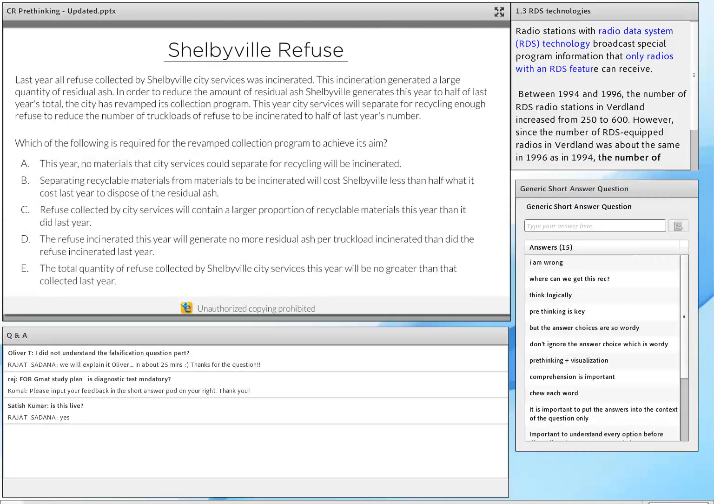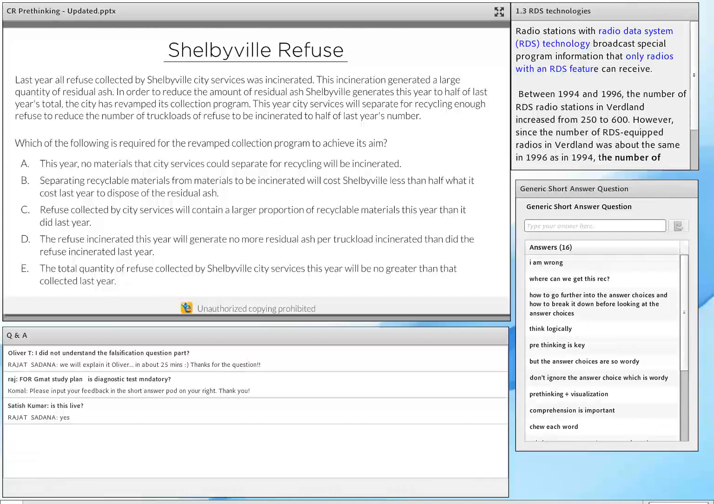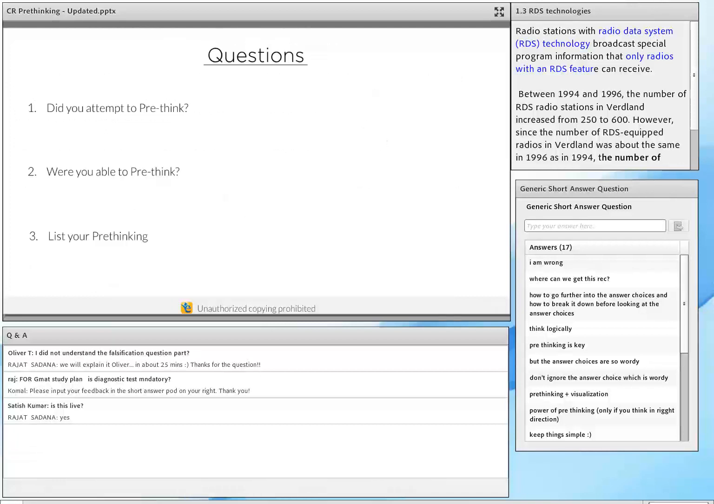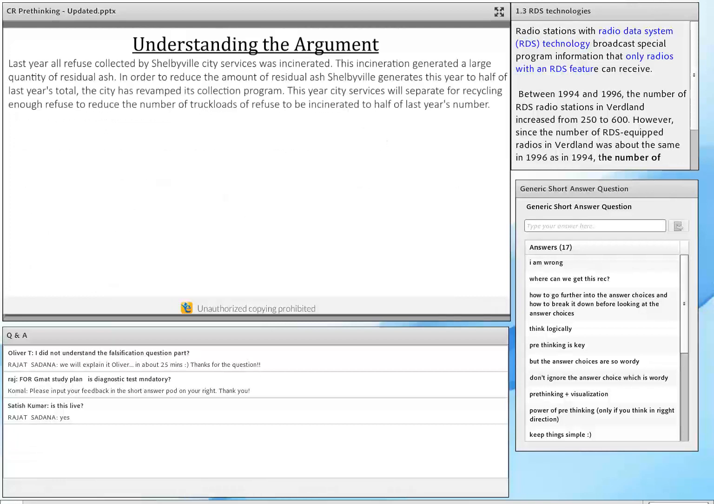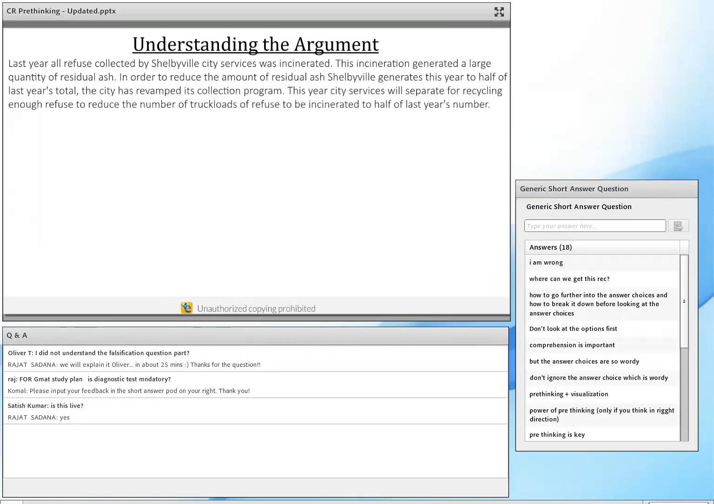Okay. Now, let's go into Shelbyville. Don't look at the options first. Trust me, you are going to falter, especially in difficult questions. So, let's see how you guys did for Shelbyville. I'm going to hide this over here. Shelbyville. Here is my Shelbyville.